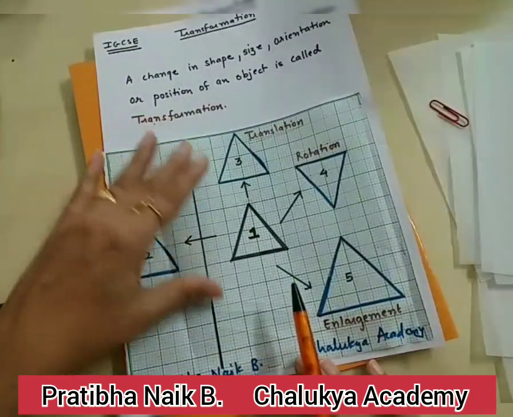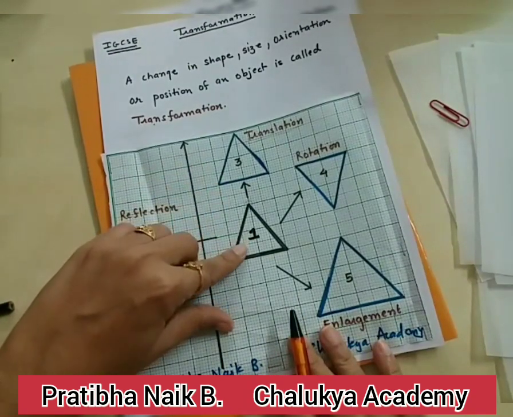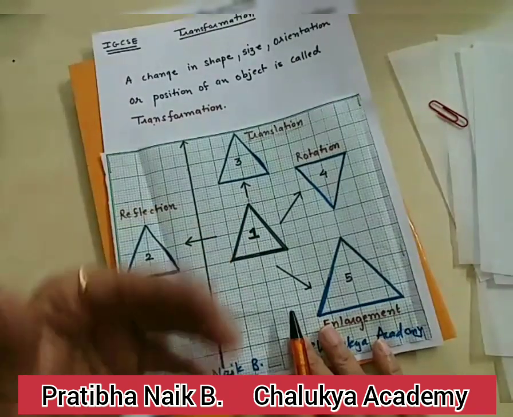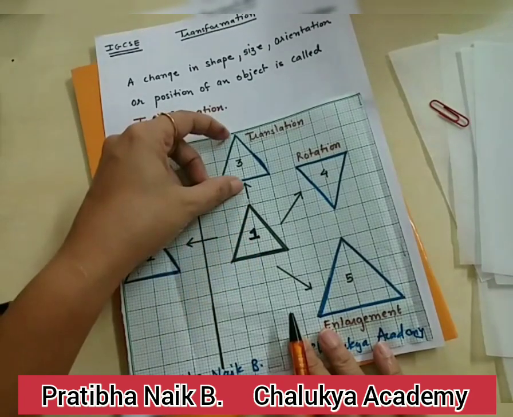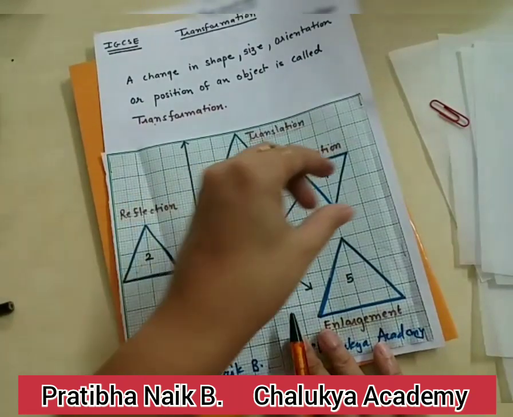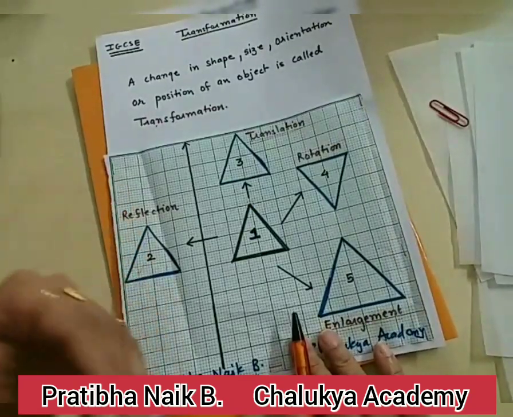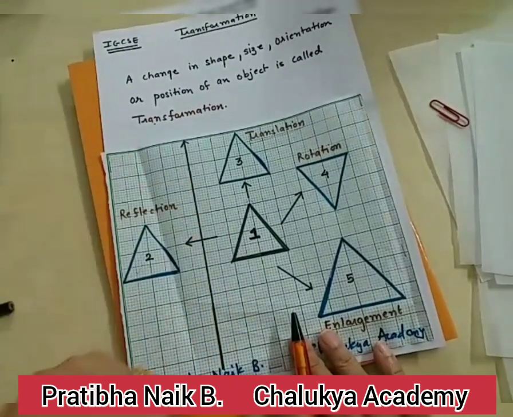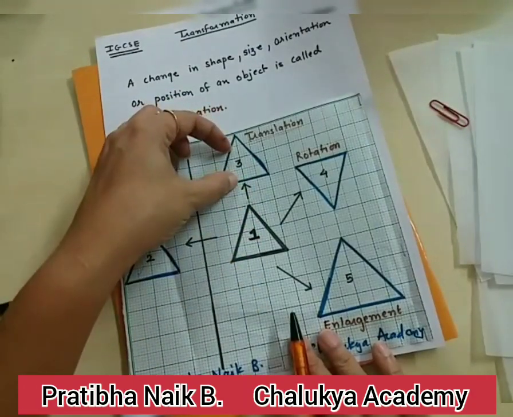Now in the case of a translation, you will change the position of the triangle, or the position of the given object. So when you are changing the position, you may shift the object upward or downward or sidewise. Either you can go towards the right side or towards the left side as per the given column vector. Because we have already done the vector chapter, according to the column vector, we are going to translate the triangle.